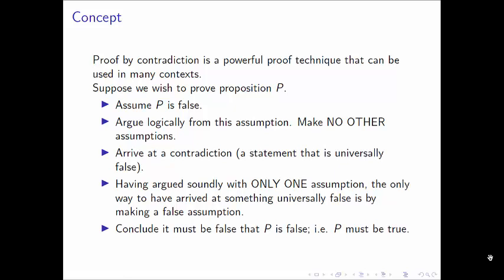The reason that this works is we've argued soundly from a starting point, which was an assumption, and we made only one assumption throughout the entire proof. So if we've argued logically, and there's nothing wrong with the logic, then the only thing that could possibly be wrong is the assumption. And so we conclude that it must be false that P is false, that assumption we made at the beginning. In other words, P must be true as desired.